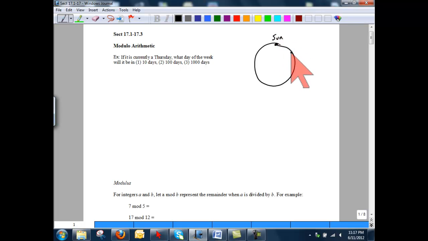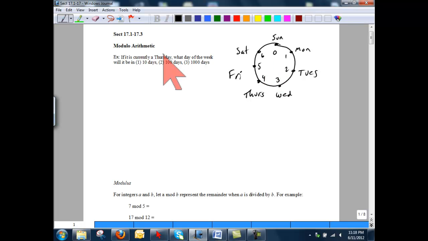So there's Sunday and Monday, Tuesday, Wednesday, Thursday, Friday, Saturday. And the reason it's appropriate, again, to put these in a circle is after Saturday it becomes Sunday again, and then back around to Monday, Tuesday, and so on. Further, let me go ahead and number these. I'm going to start with 0 here at Sunday, and then 1, 2, 3, 4, 5, 6.